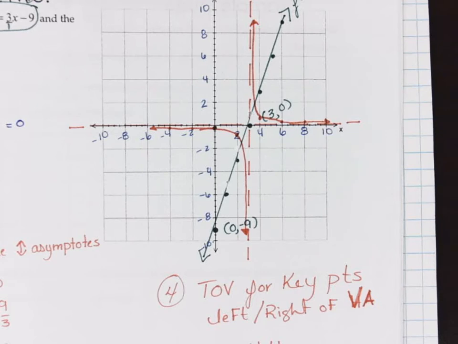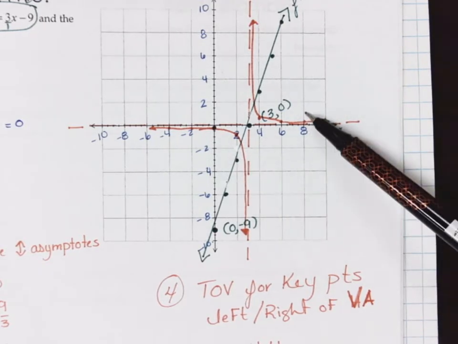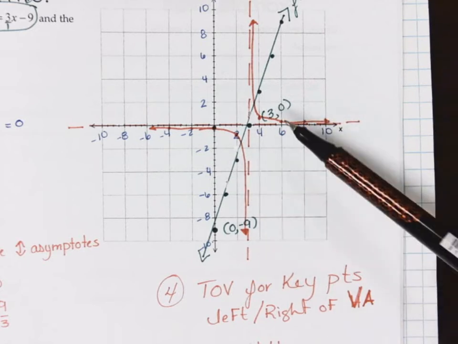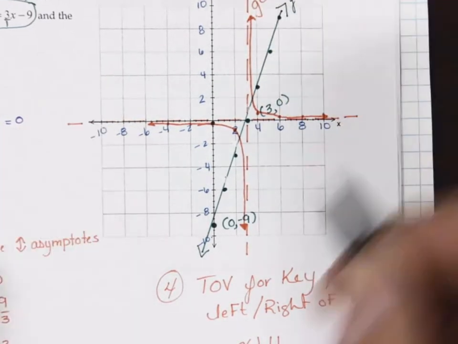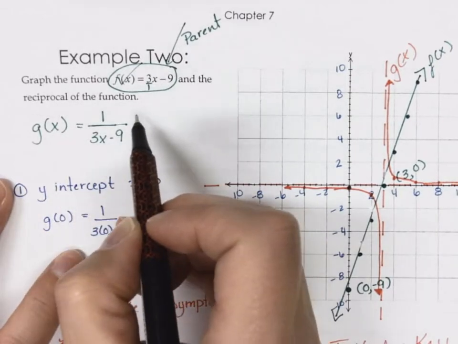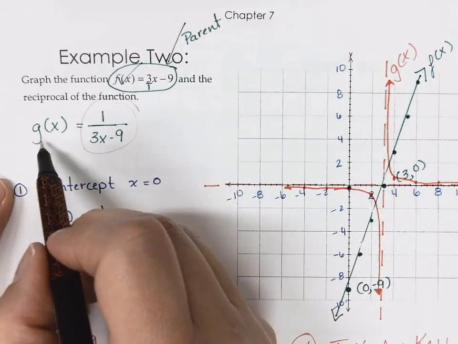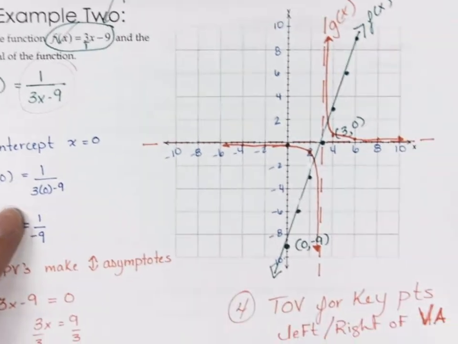Okay, so you have just graphed your first reciprocal function. Yay, you! So you need both parts. You need the left and the right to make it a complete graph. So this one is your g of x function. And I labeled it as g of x over here, so I don't need to write this again.